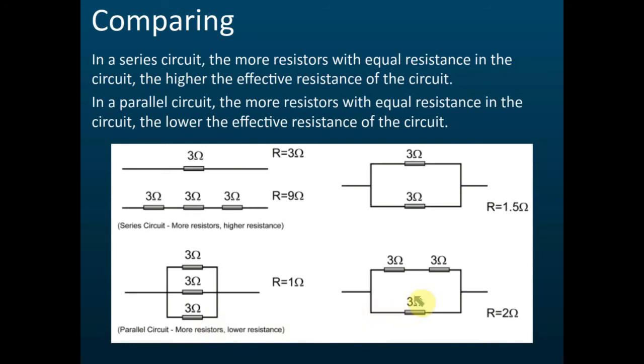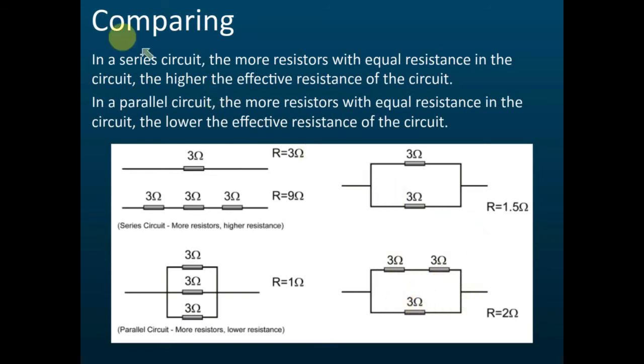But sometimes they may give you something like this. Three resistors, but two resistors here and one resistor here. If you do the calculations, you will find that the resistance is 2 ohm, which is higher than this one. If you connect three resistors in parallel, you get 1 ohm. If you arrange it this way, two resistors in series and then parallel to the other one, the effective resistance is just 2 ohm.